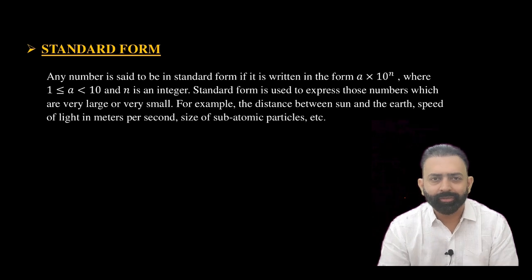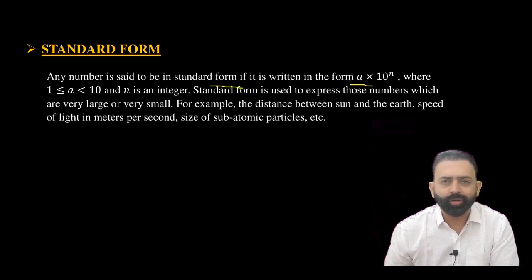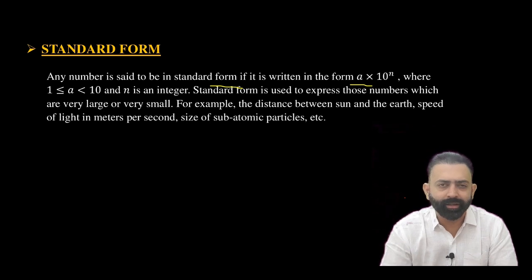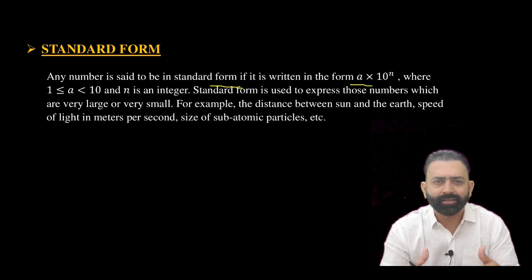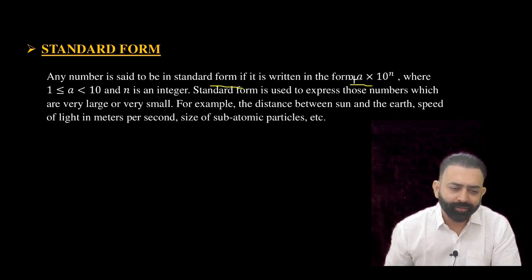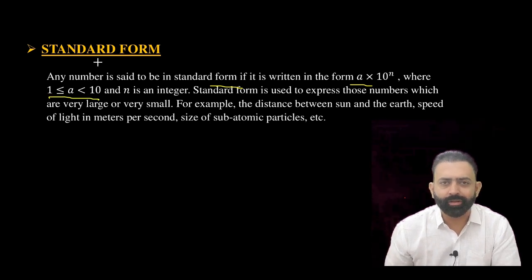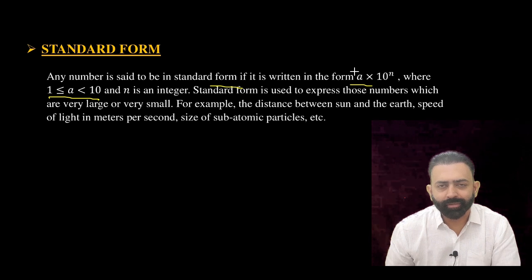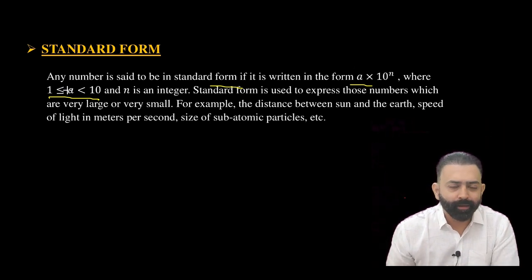So what is a standard form? Any number is said to be in standard form if it is written in the form of a multiplied by 10 raised to power n. Any number which can be written as some exponent of 10, where the number multiplying it should lie between 1 and 10. This is the first condition, right?